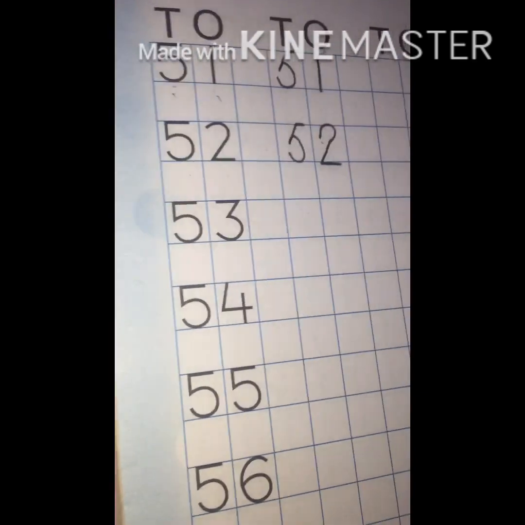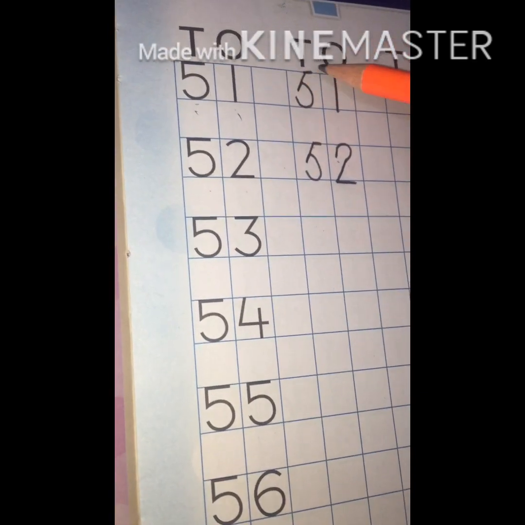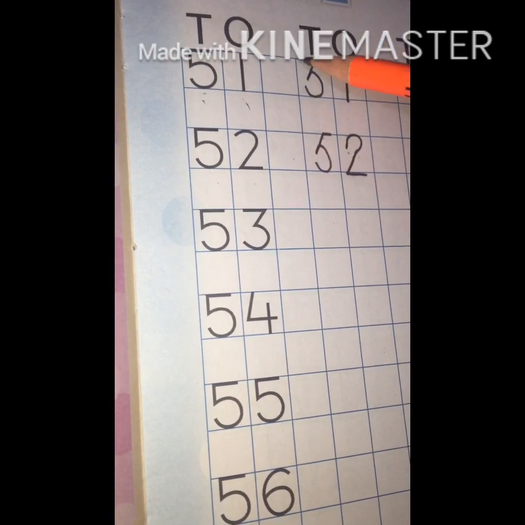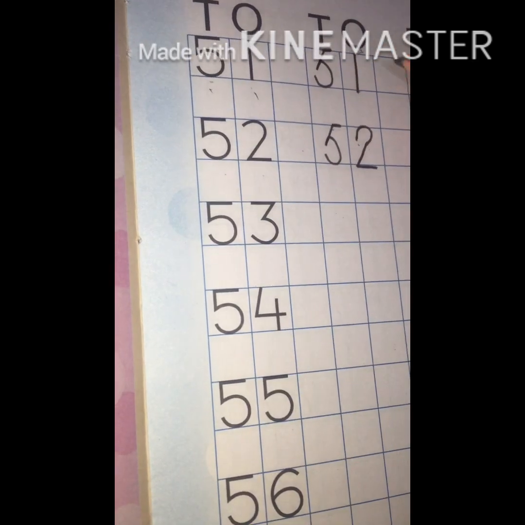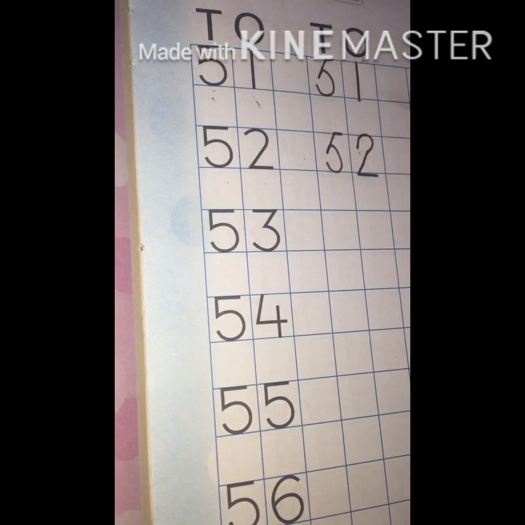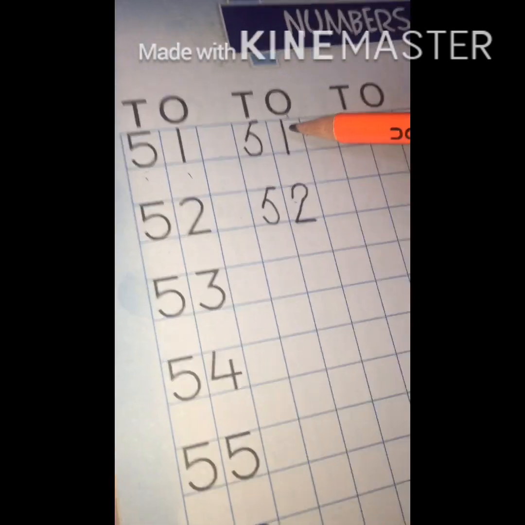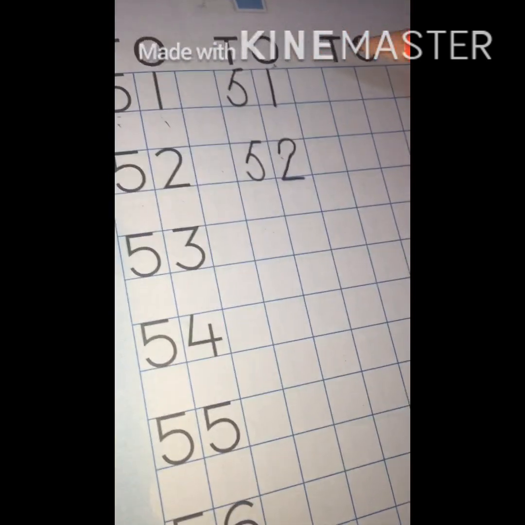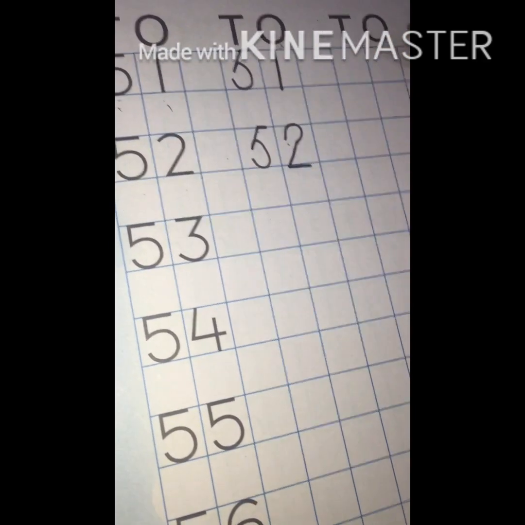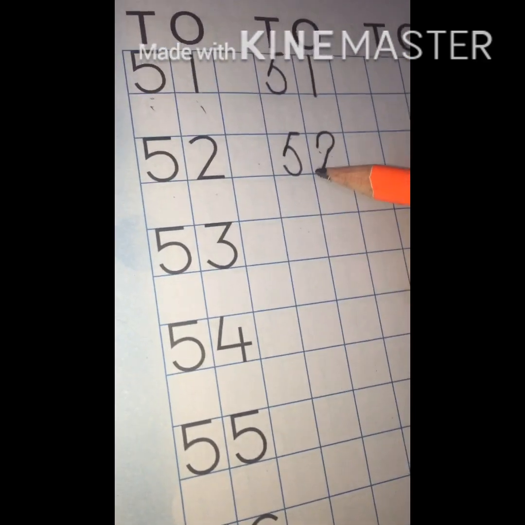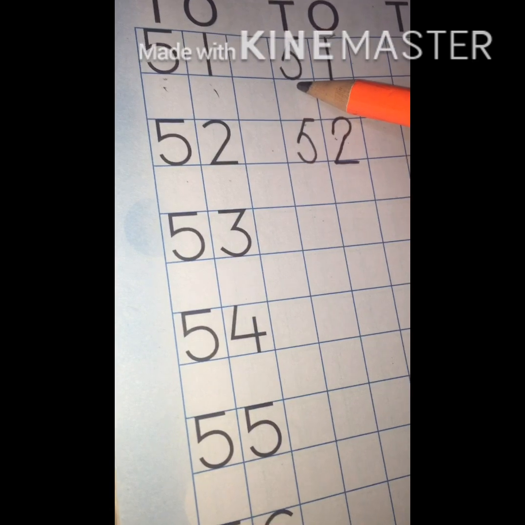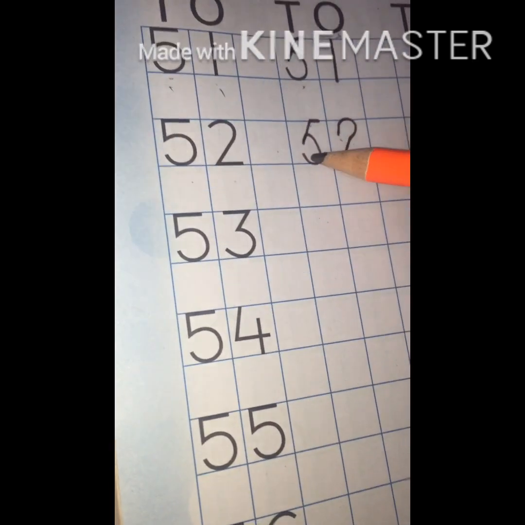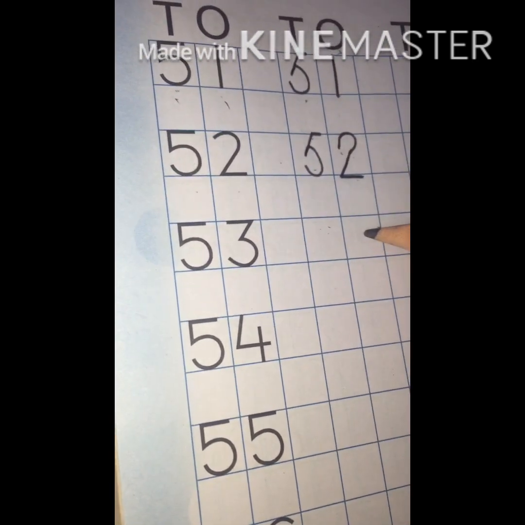You must have observed one thing, that I am not touching the corners. These are the corners. I am not touching the corners anywhere, nor the side lines. These side lines. You also have to be very particular regarding it. So what will come here? 51, 52, and after 52 what is coming?